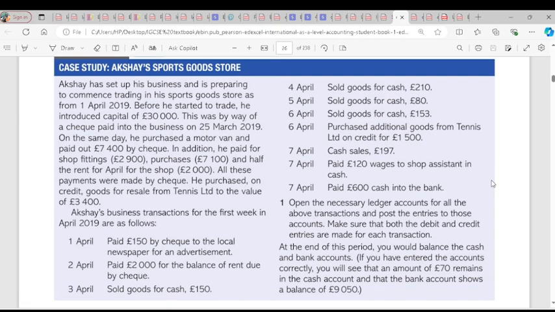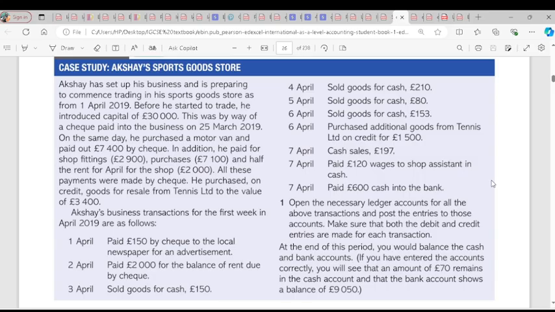Then the next thing was that they purchased a motor van and paid out 7,400 by check, March 19. Okay, 7,400 by check. So that's for motor vans. You're going to open the motor van account and bank account. Your motor van account will have 7,400, and your bank account will have 7,400. So the bank account will have a credit entry, and the motor van account will have a debit entry.